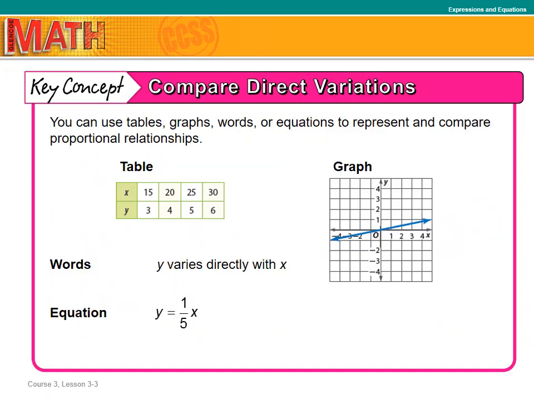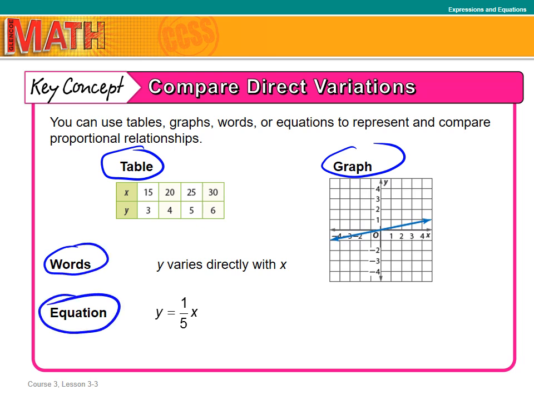The key concept for this lesson, compare direct variations. You can use tables, like you see here, graphs, words, or equations to represent and compare proportional relationships. And we're going to be looking at that in the next example.